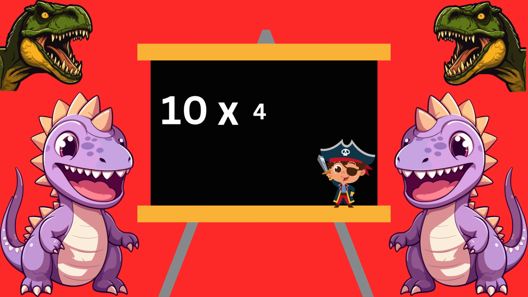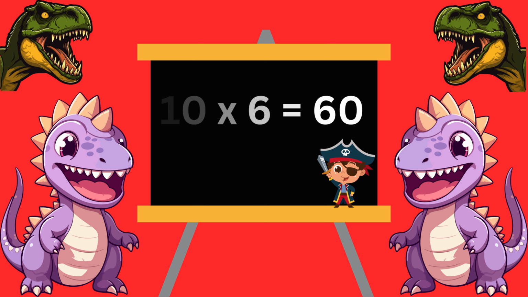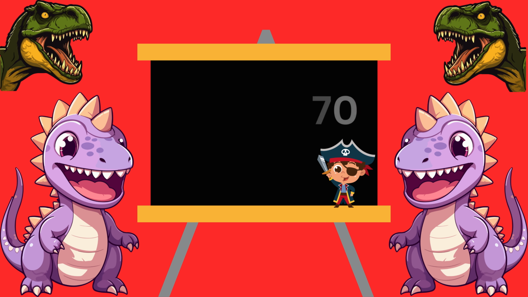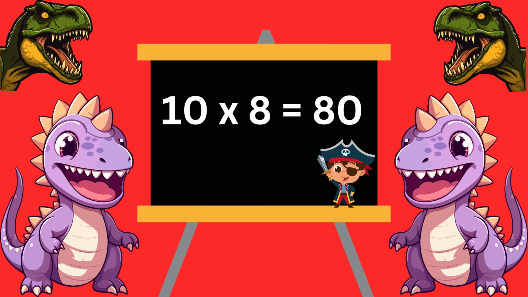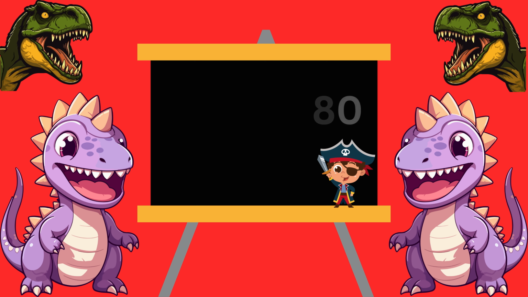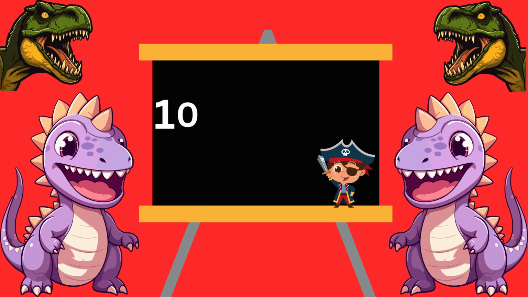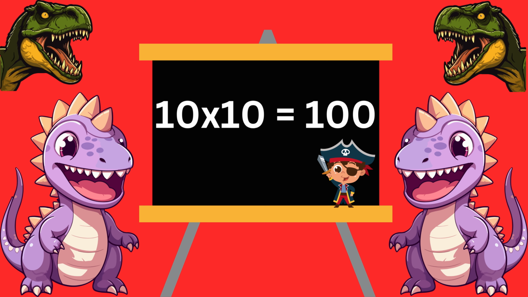10 fours are 40. 10 fives are 50. 10 sixes are 60. 10 sevens are 70. 10 eights are 80. 10 nines are 90. 10 tens are 100.